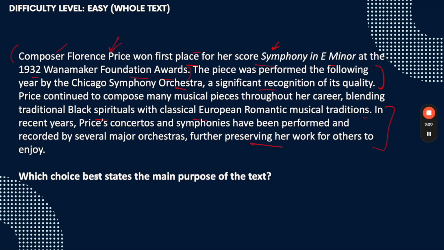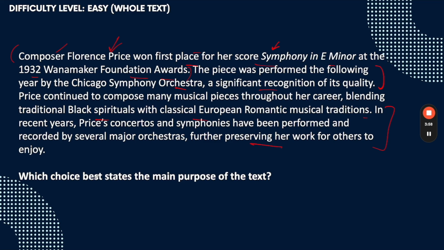Basically, if I have to say what this particular text is talking about, it's talking about Price and her accomplishments as a composer, right? That's the topic of discussion in this particular text. Why are we talking about Price and her accomplishments? Because the author is trying to tell us how recognized she was, how her pieces were known by people and were performed by people, recorded by people, right, by major orchestras. The purpose of the whole text seems to be about Price's accomplishments as a composer, right?